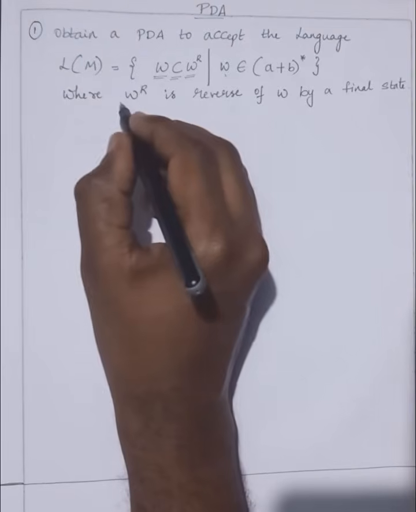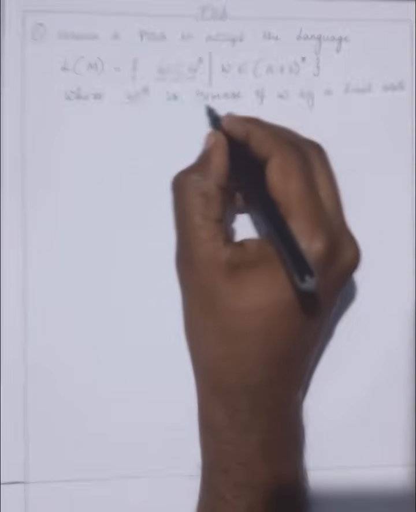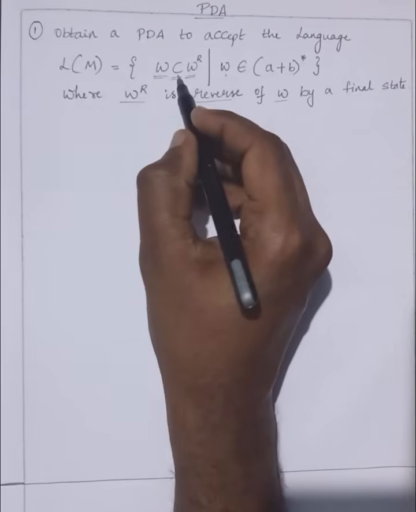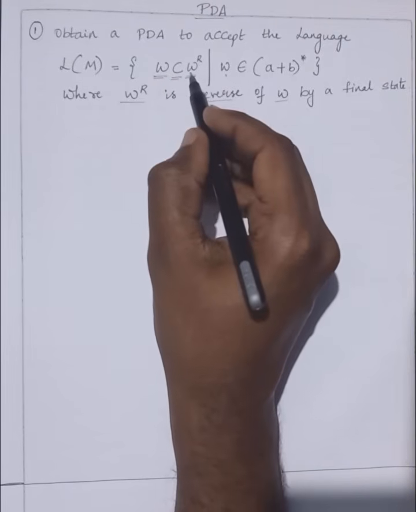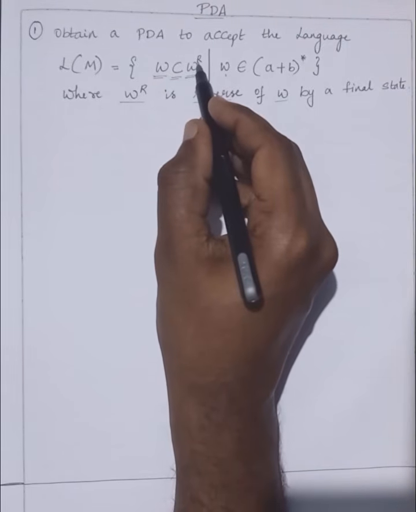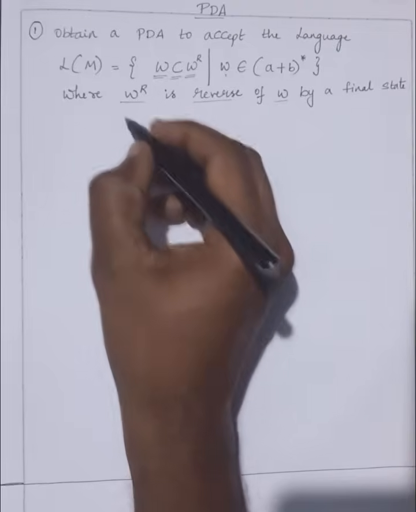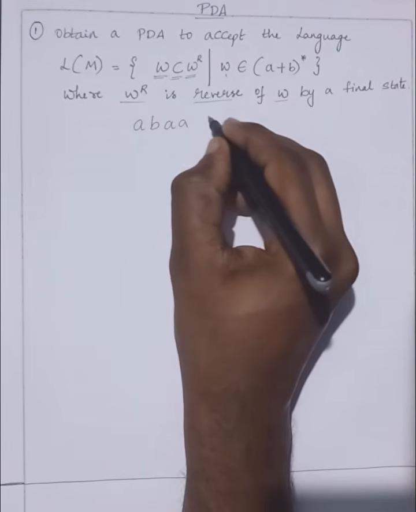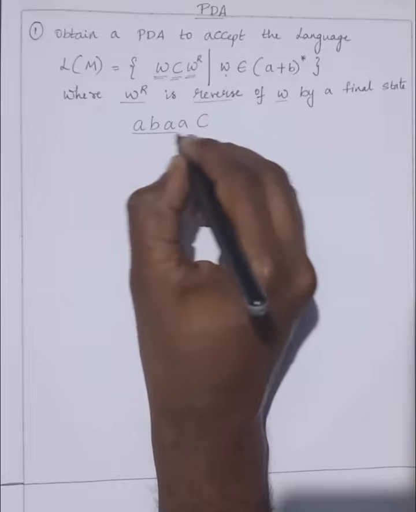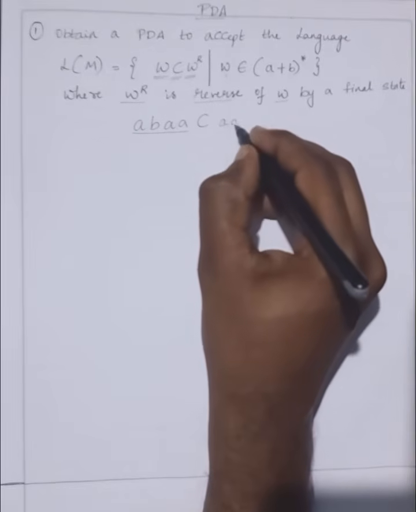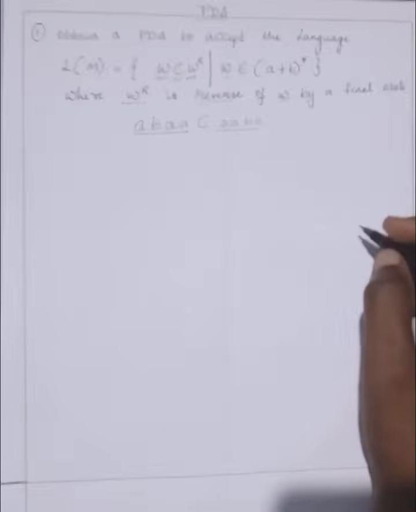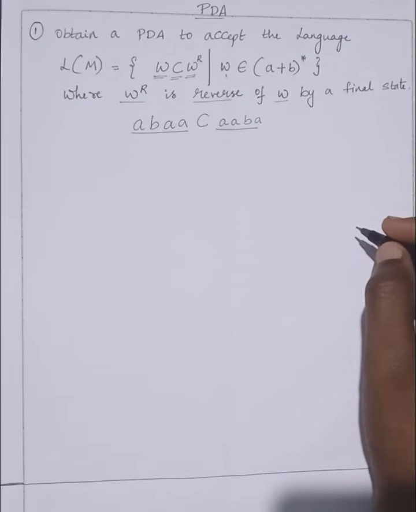Okay, and W to the power of R is the reverse of W. So whatever string we take in W, in the middle we have a C constant and then W to the power of R. For example, if you take ABAA, we'll have a C constant, and then the reverse of this one, that is AABA. Now we are going to turn this into a pushdown automata question.